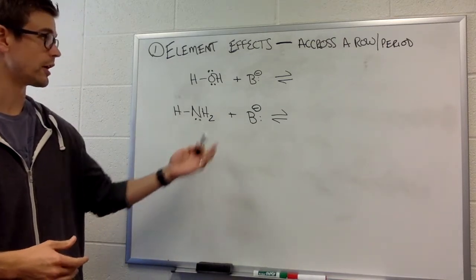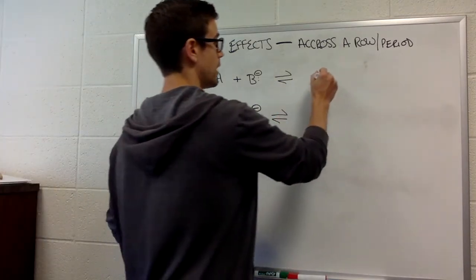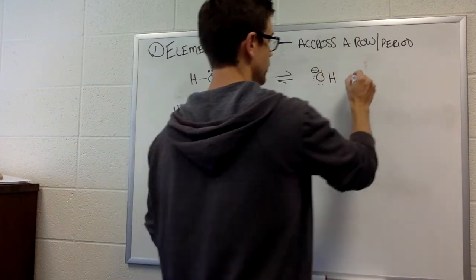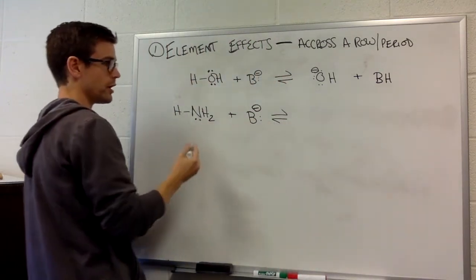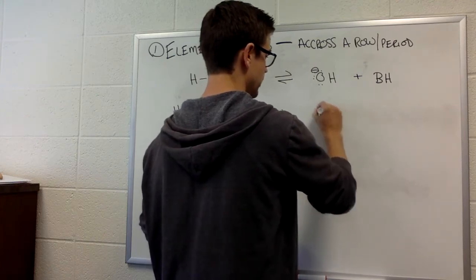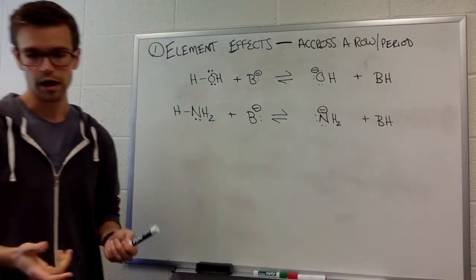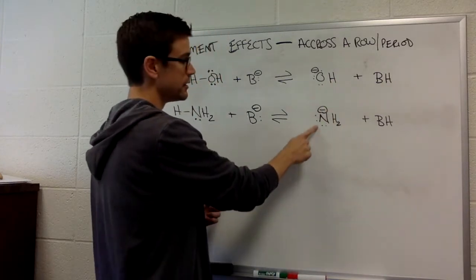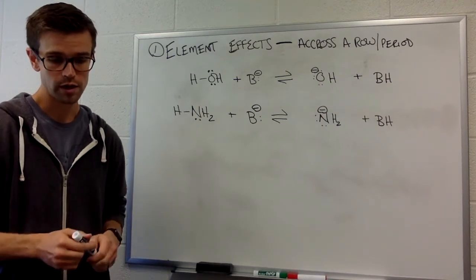So in looking at these acid-base equations, the base is going to deprotonate the acid. So on this side of the arrow, we would have OH minus plus BH. And down here, the base would deprotonate the ammonia to make NH2 minus plus BH. Now we have our conjugate bases. So this is a conjugate base, this is a conjugate base, and we have to ask ourselves which of these is more stable.